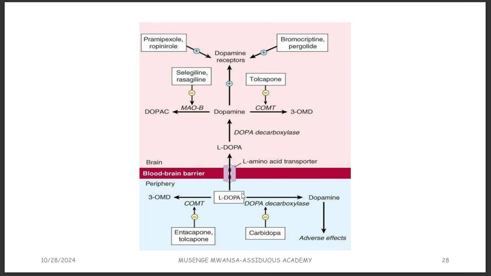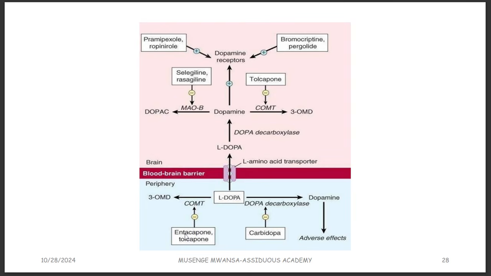So to prevent peripheral conversion of L-dopa to dopamine, you can give carbidopa. Why is carbidopa good? Carbidopa is good because it is not going into the central nervous system. So it will not prevent the conversion of L-dopa to dopamine in the central nervous system. It acts only in the peripheral nervous system because it will not be able to cross the BBB. It inhibits dopa decarboxylase, which breaks down L-dopa to dopamine. And then you can as well give other drugs that will inhibit the breakdown of L-dopa, drugs like entacapone and tolcapone.